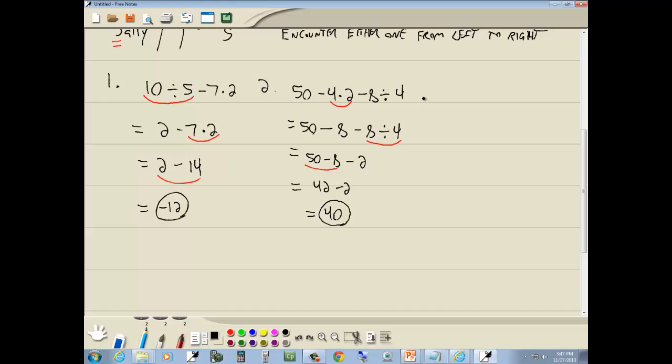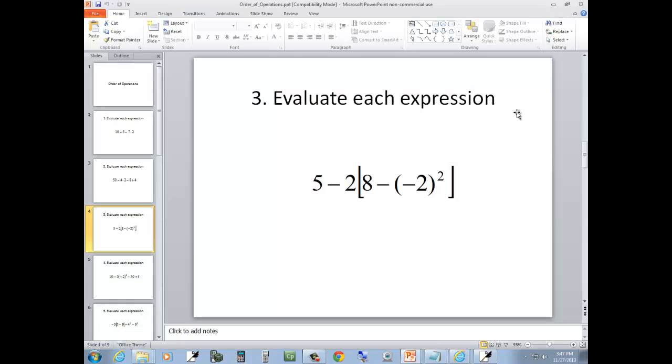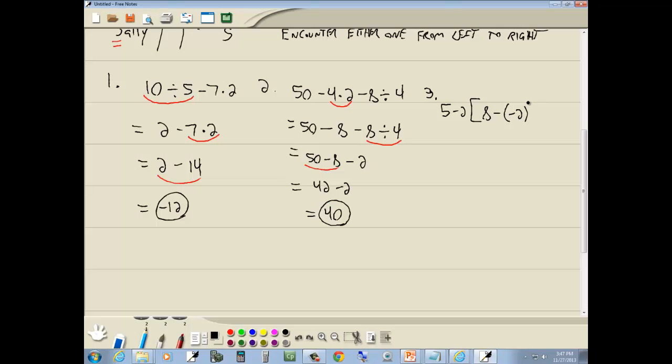Okay, let's look at this one. We have 5 minus 2, and that's a bracket. I'm not sure why Word does that. 8 minus negative 2 squared. Please excuse my dear Aunt Sally. It says do what's inside the parentheses, what's inside the brackets. So we're going to handle what's inside the brackets first. Within there we have parentheses, but there's nothing to do inside them. It's just a negative 2.